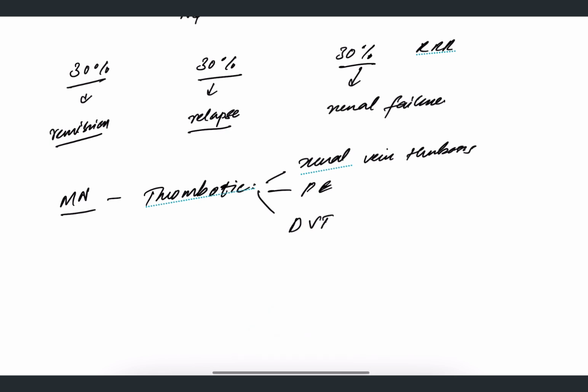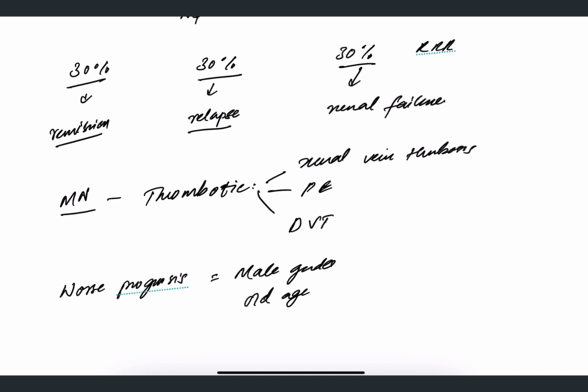And who has a worse prognosis? Male gender, old age, hypertension, nephrotic-range proteinuria.